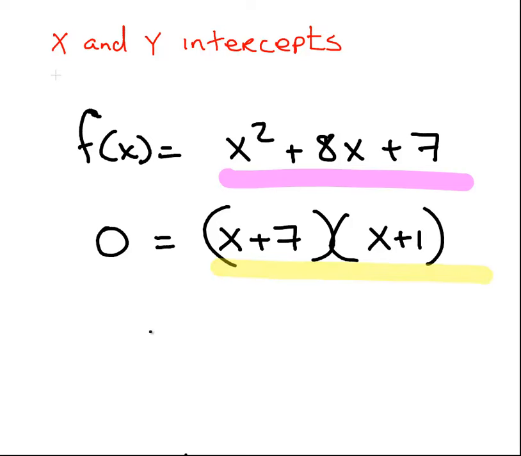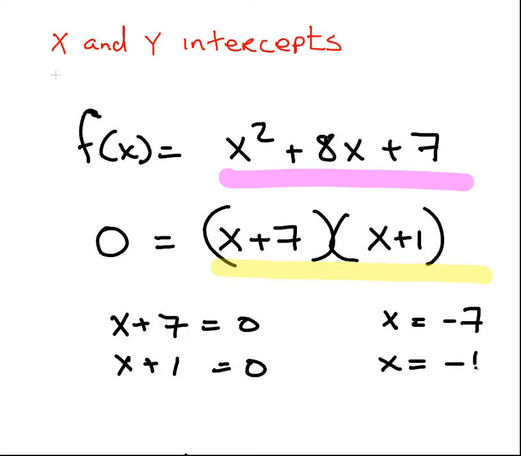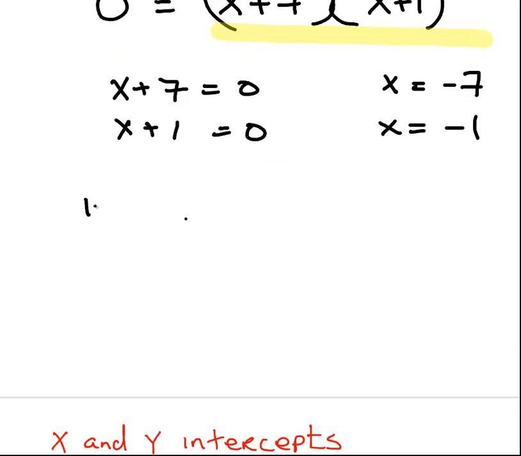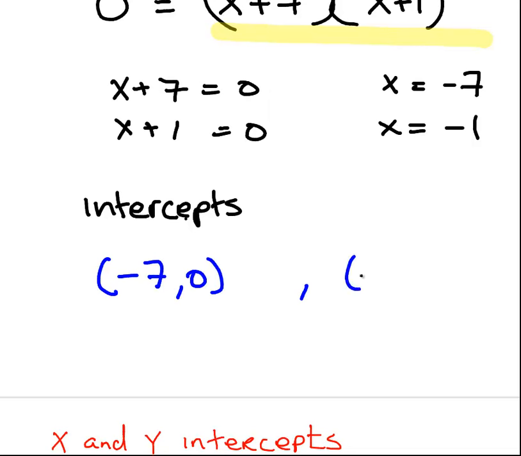So essentially we let both of those equal to 0. So x plus 7 is equal to 0, so x equals minus 7. Or x plus 1 is equal to 0, so x equals minus 1. So in this case, our x-intercepts are as follows, and again, remember to write the proper answer: minus 7 and 0, and minus 1 and 0. In this case, there just happen to be two x-intercepts for this particular example.